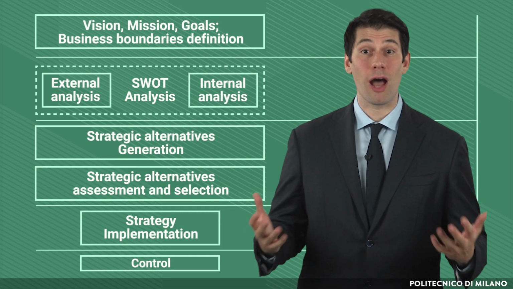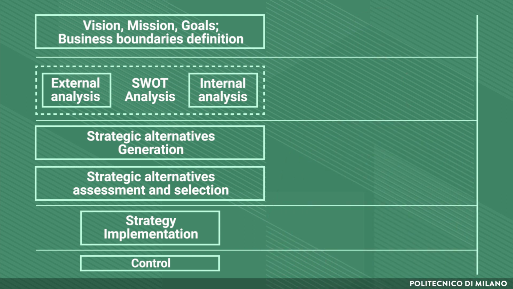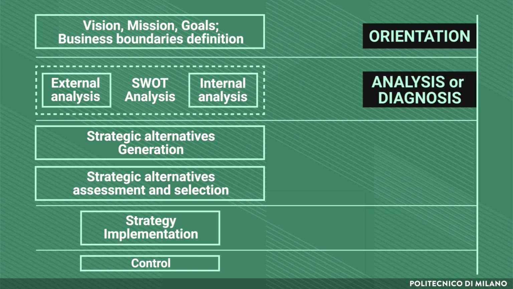Strategy formulation process at a business level starts with the orientation phase, which sets the company's direction or vision, declares its role or mission, and puts forward a list of objectives strategy should help achieving. Orientation is followed by the analysis or diagnosis macro phase.